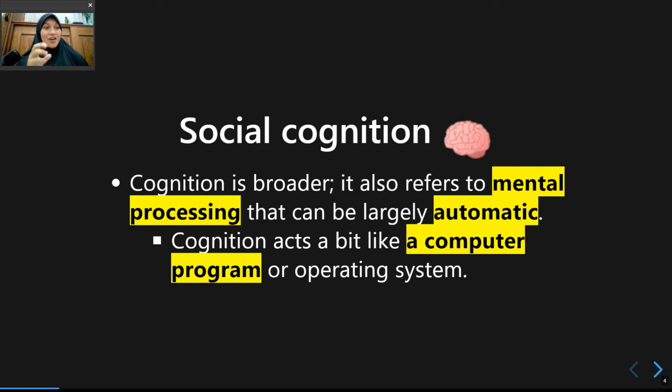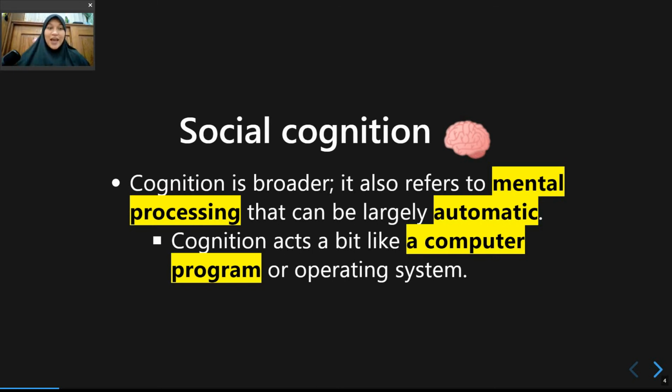And if we take a computer as an analogy to describe what social psychologists mean by unconscious process, it would refer to the idea of an operating system. So, for example, if you have a laptop, then the operating system of your laptop would be the cognition process. It serves as a medium where any mental processes could happen. It could be conscious, something that you are aware of, or it could also be unconscious, something that you cannot have direct control over.